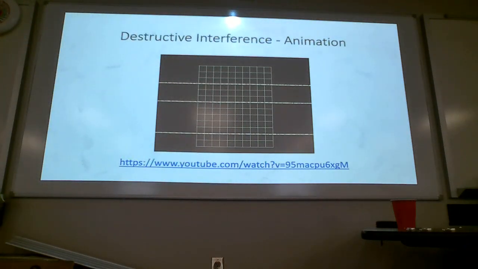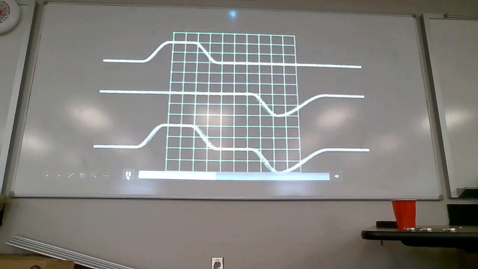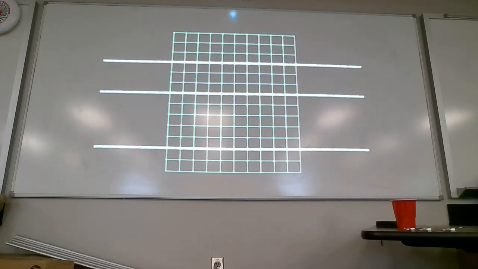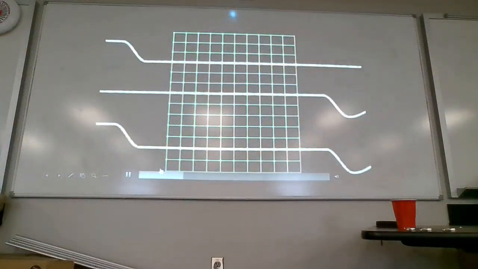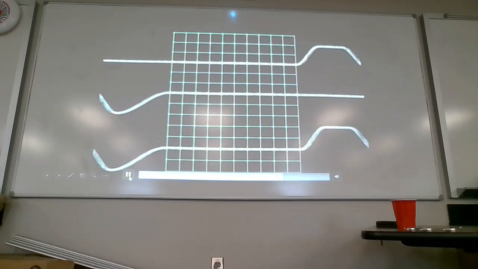Destructive interference is when the amplitudes are going in the opposite directions. Okay, you can see here how they pass through each other and not bounce off.